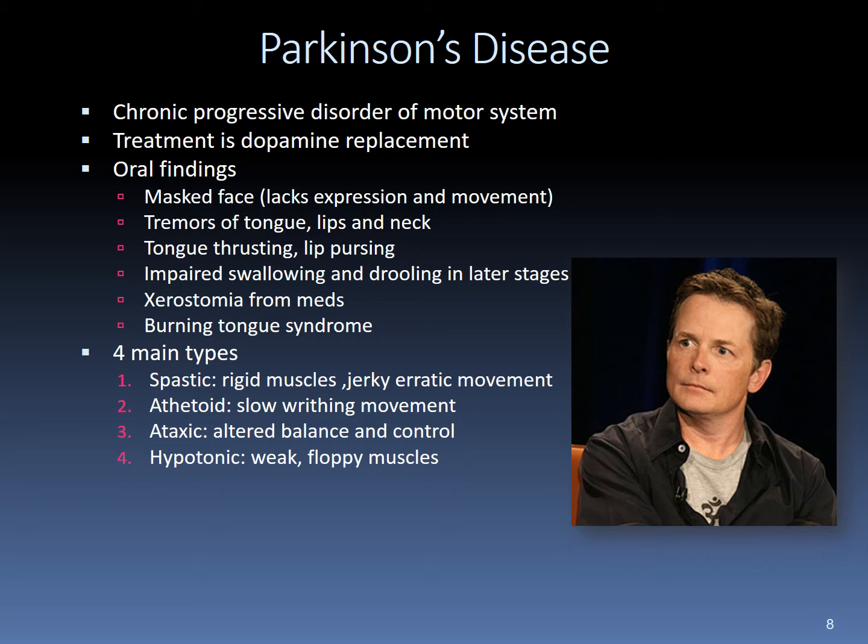Four main types exist. 1. Spastic, which is associated with rigid muscles and jerky erratic movements. 2. Athetoid is defined as slow writhing movements. 3. Ataxic involves altered balance and control, and 4. Hypotonic, which involves weak, floppy muscles.